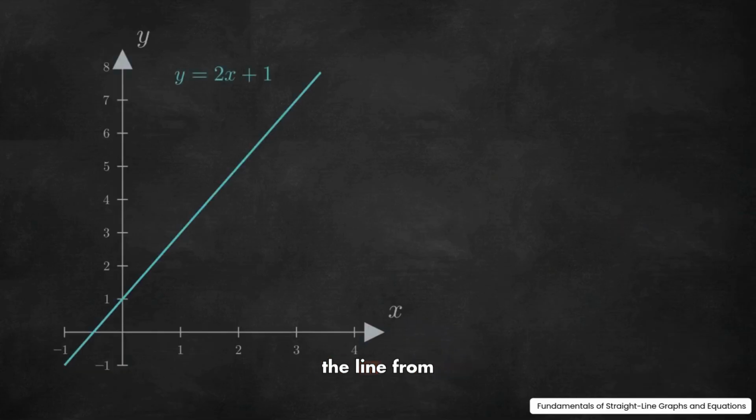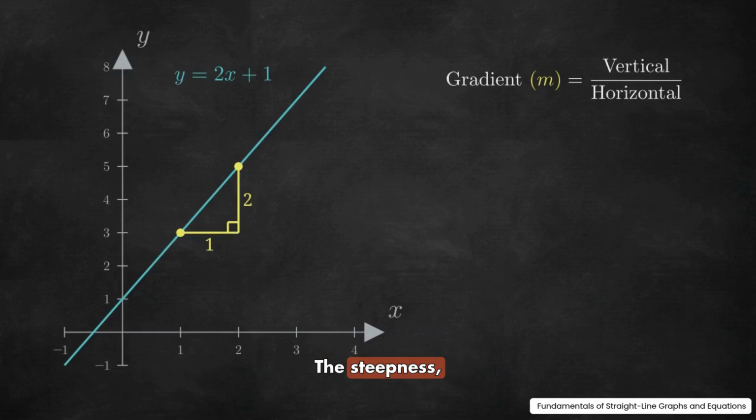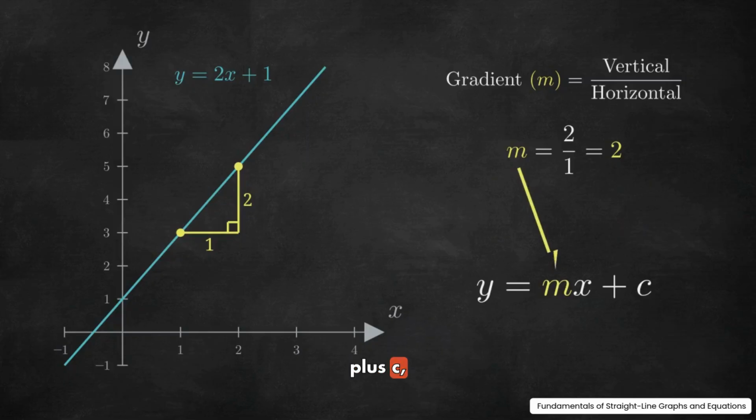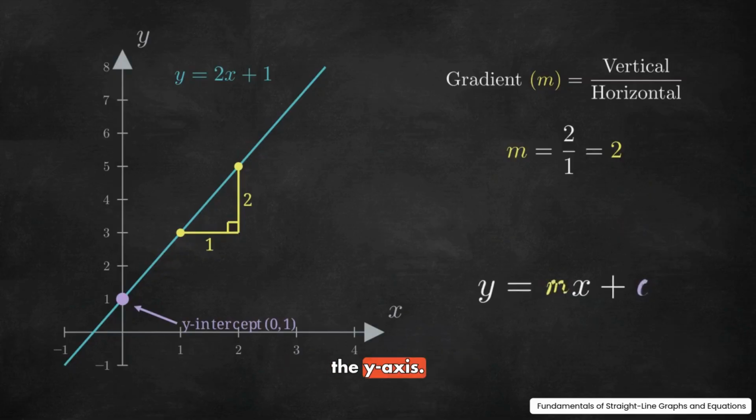This diagram shows the line from our previous example overlaid with a right triangle. The steepness, or gradient, is found by dividing the vertical distance between 2 points by the horizontal distance. In the standard equation format, y equals mx plus c, m dictates this gradient, while c pinpoints the y-intercept, where the line crosses the y-axis.